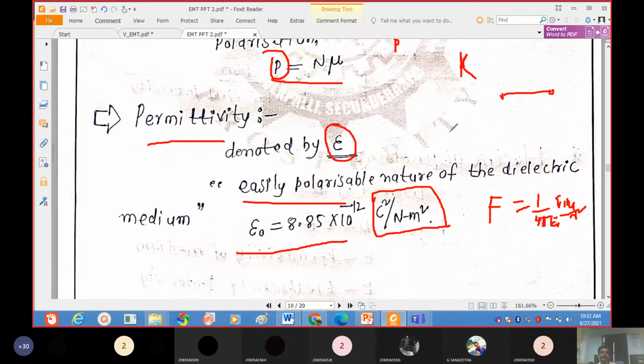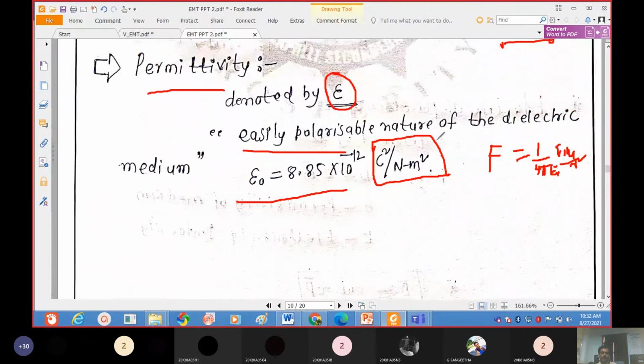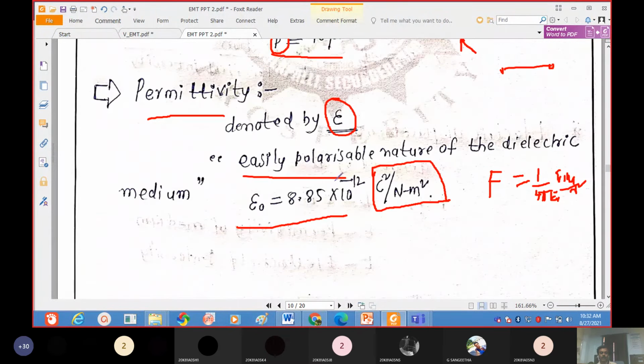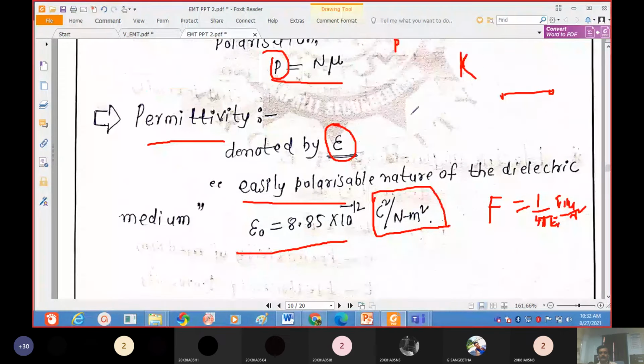Before going to dielectric polarizability, I will explain one more definition, the dielectric constant K. Dielectric constant K is equal to C by C naught. What is C? I already said that two plates are separated by a certain distance. That is called a capacitor, and it has capacitance.